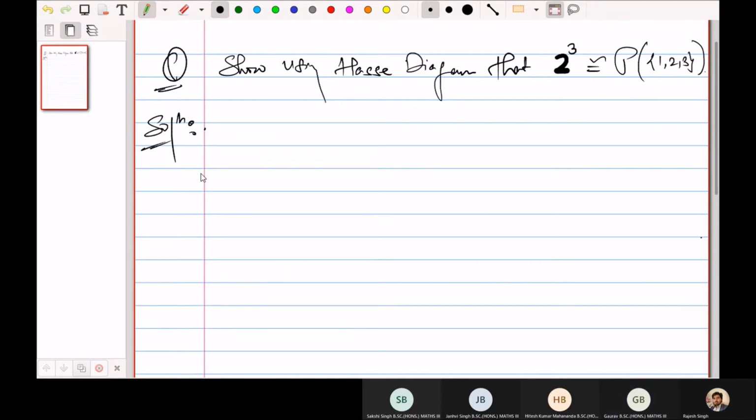Yes, sir. Okay, so what will be the diagram of 2 cube? Let us draw its diagram. So what is 2? It is 0, 1. It's a chain. So we have to cross multiply these, right? So this is 2, this is 2, this is 2. So we have to cross multiply this. So we will get 2 square. What will be the diagram for 2 square?